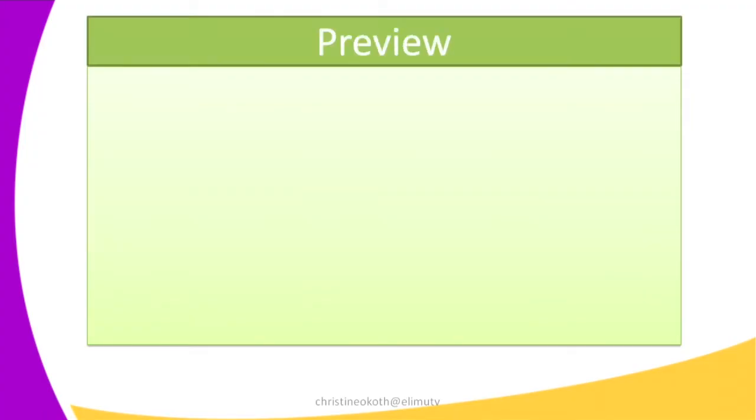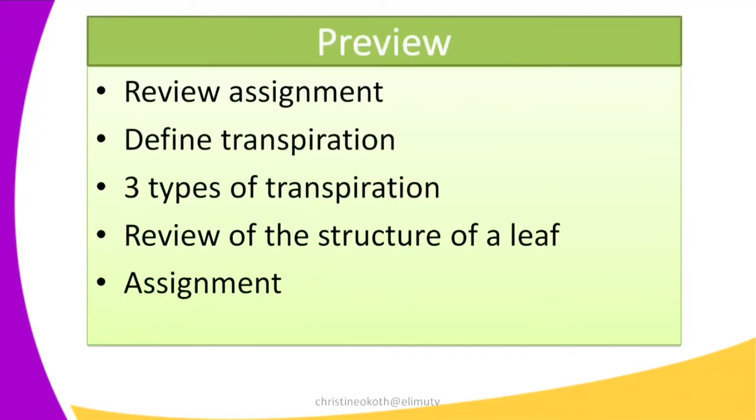So let us have a preview of what we're going to learn today in this lesson. First, we're going to review the previous assignment. Then we're going to define transpiration. We're going to look at the three types of transpiration. We're also going to review the structure of a leaf. And lastly, I'm going to give you an assignment.